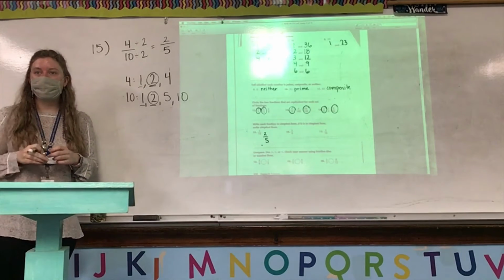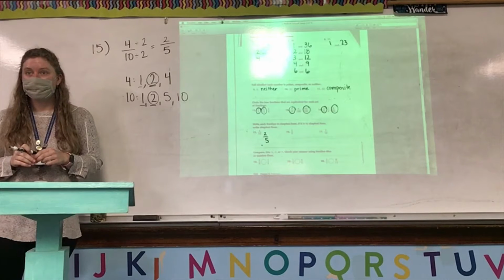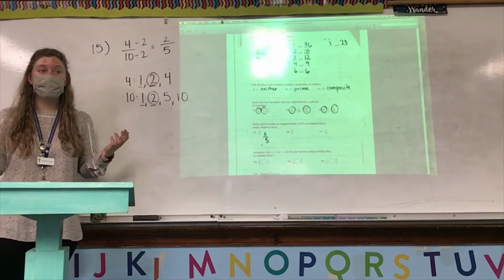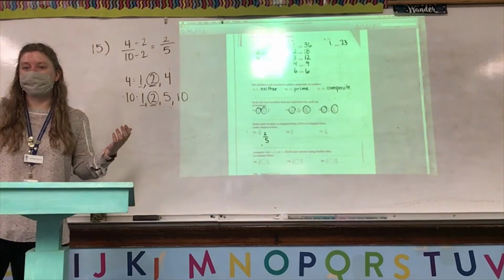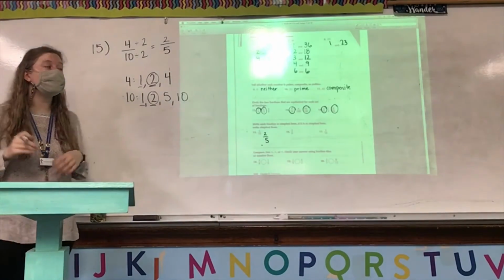Why would that lead you to the wrong answer? Because you might have picked the wrong factor. You might not have listed the greatest common factor. That's why you have to list all the factors.